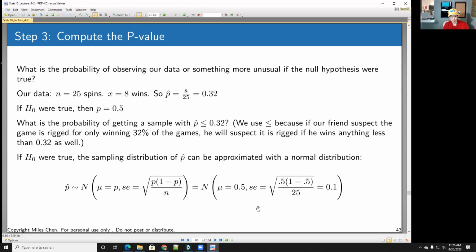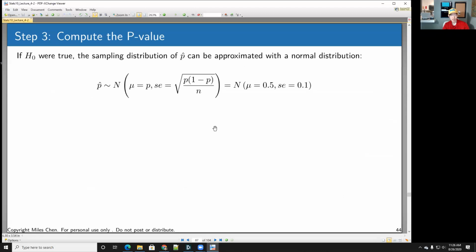And so if p-hat comes from this normal distribution, then we can calculate a test statistic z. What we observed is only 8 wins out of 25, and that's a proportion of 32%. We're expecting 50%, and we only got 0.32. We divide that difference by our standard error, and so we get a z-score of negative 1.8.